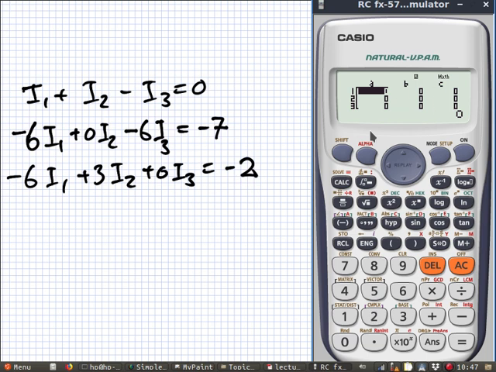Now watch this. 1 equal, 1 equal, minus 1 equal, 0 equal, 6 equal, 0 equal, minus 6 equal, minus 7 equal, minus 6 equal, 3 equal, 0 equal, minus 2 equal, and now the answers. That is I1, 11 over 12, I2, 7 over 6, I3, 25 over 12. Did you get those? Oh, my battery's low.